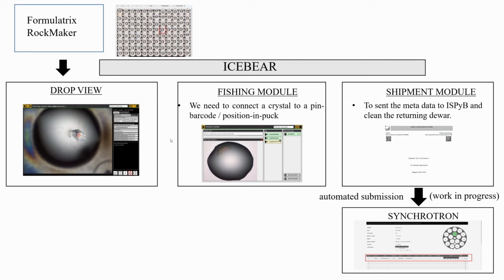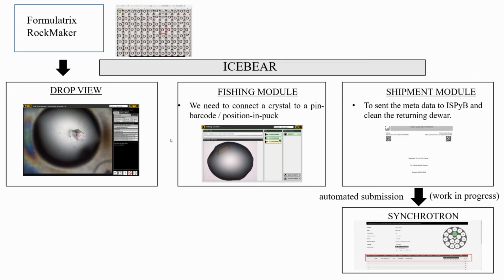To tell you briefly what is happening behind the screens in IceBear: you have the Formulatrix imager, and all your images are imported directly into IceBear, which has different modules. That is the drop view module, which I showed you earlier, then there is the fishing module, and then there is the shipment module. In the fishing module, you are basically connecting your crystal to your pin and your puck, and the puck to different positions in your puck.